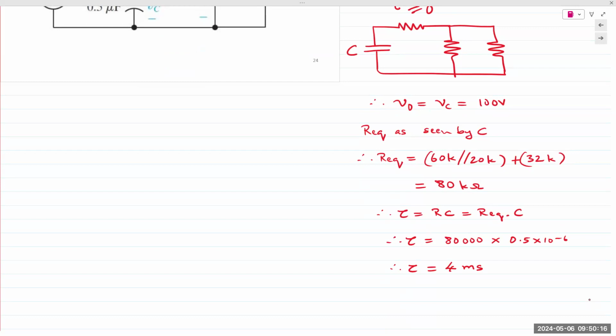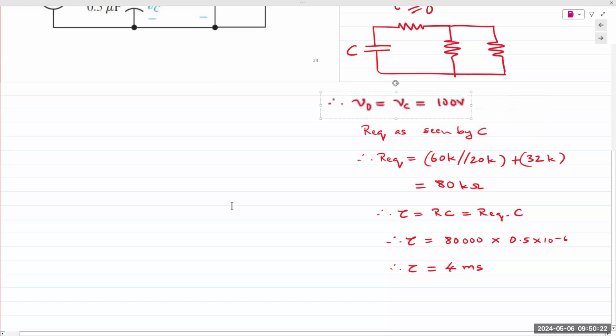And I would also add here that my initial value V0 is 100 volts and Vf, because it's a natural response, would be 0 volts. Does that make sense to everyone? Right, after, yes. Yes, right after it flips.